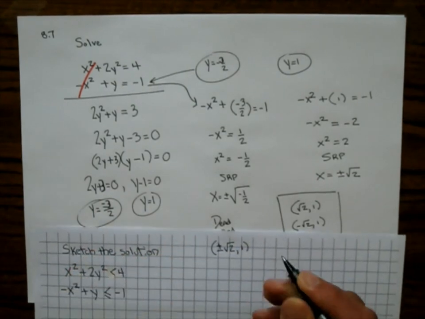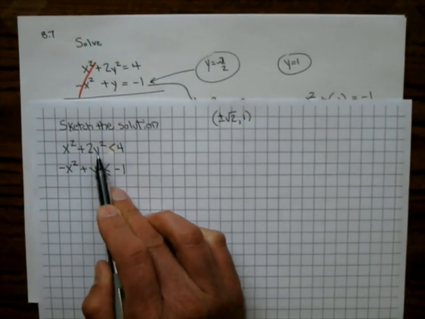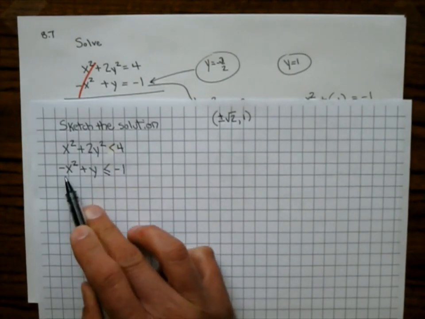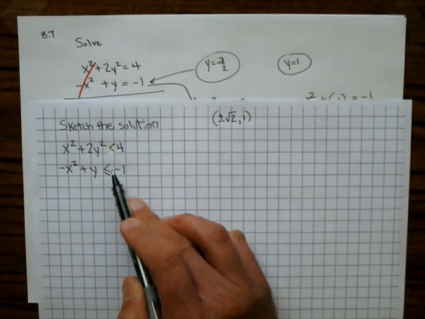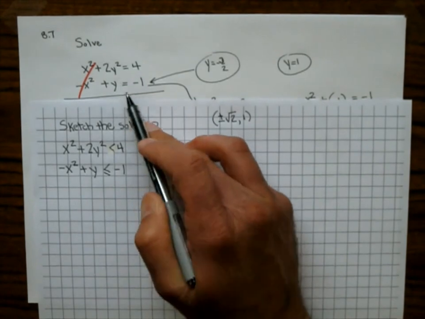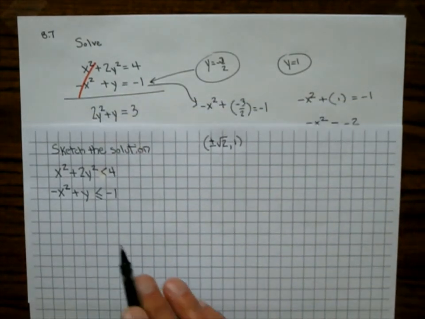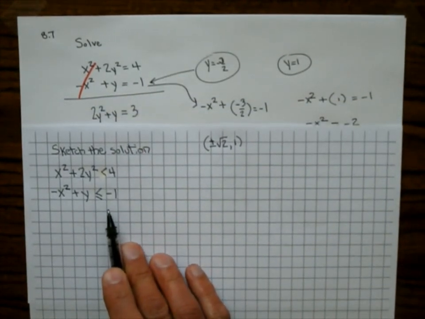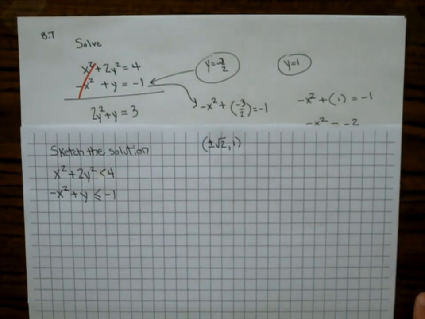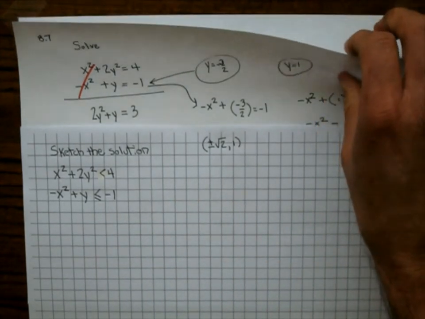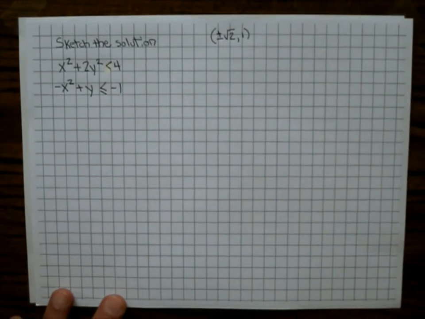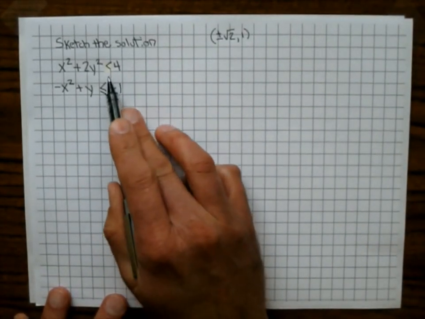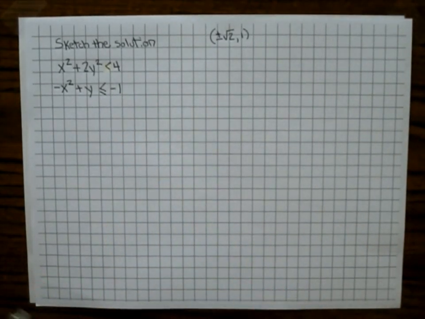It's almost the same problem. I mean, see, this is x squared plus 2y squared equals 4, and then negative x squared plus y equals negative 1. I switched these equations to inequalities. So let's go ahead, and this one's going to be more geometric than the last problem, which was really algebraic. And then I wrote the intersection points when those were equations. So how are we going to do this?